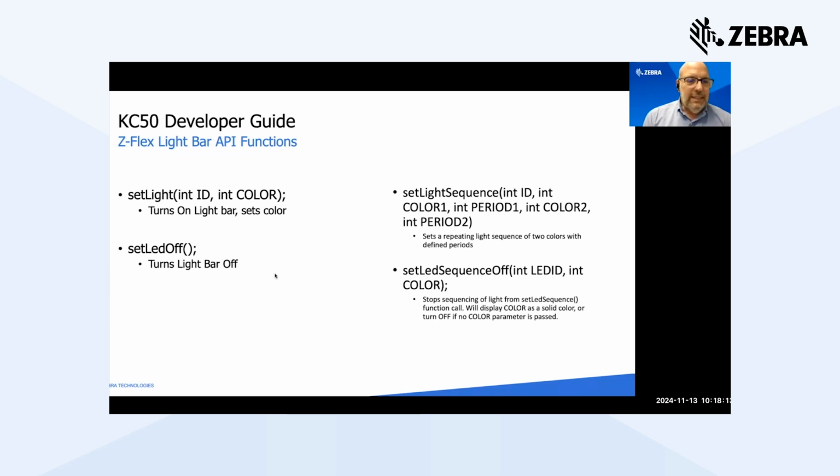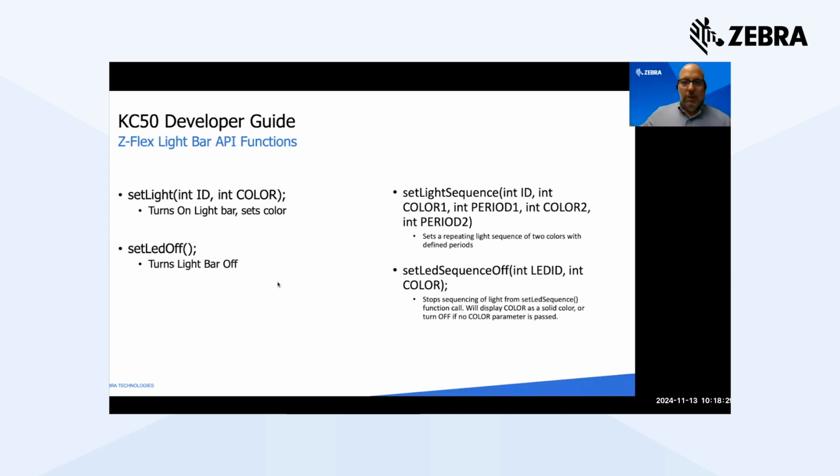The second one below that is the set LED off. Whether or not the light is on, that will automatically just turn it off. So it will go from having a color to having no color, or if it's already off, it just won't do anything.